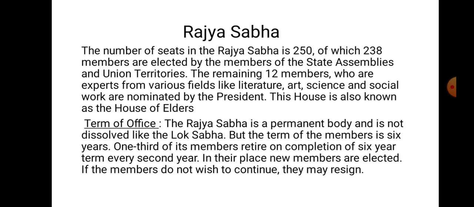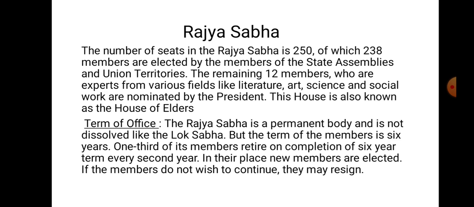But Rajya Sabha cannot be dissolved, that is why it is called a permanent house. The term of every member in Rajya Sabha is 6 years. Once they become members of Rajya Sabha, they enjoy a term of 6 years, and one third of its members, that is, out of 250, one third of its members retire on the completion of 6 years.